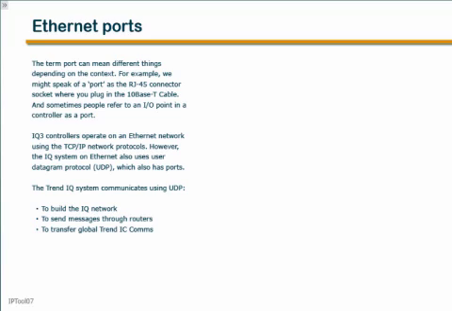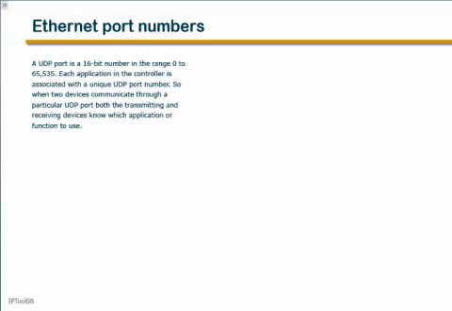The Trend IQ system communicates using UDP to build the IQ network, to send messages through routers, and to transfer global Trend IC comms. A UDP port is a 16-bit number in the range 0 to 65,535. Each application in the controller is associated with a unique UDP port number, so when two devices communicate through a particular UDP port, both the transmitting and receiving devices know which application or function to use.